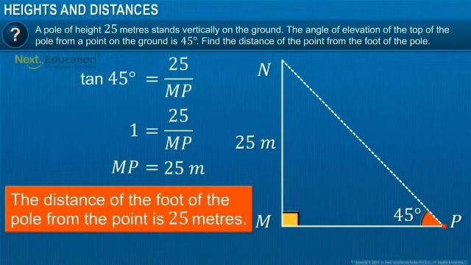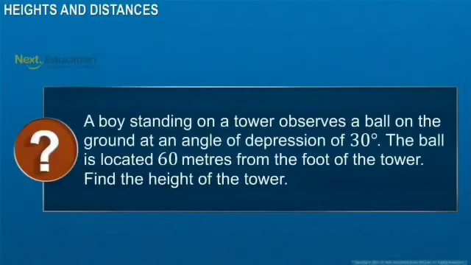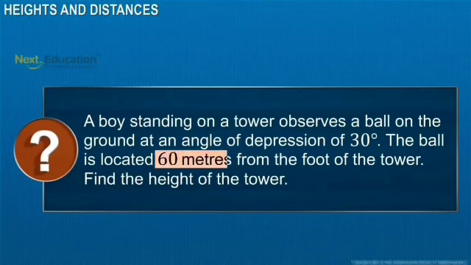Let's look at another example. A boy standing on a tower observes a pole on the ground at an angle of depression of 30 degrees. The pole is located 60 meters from the foot of the tower. Find the height of the tower using the angle of depression.